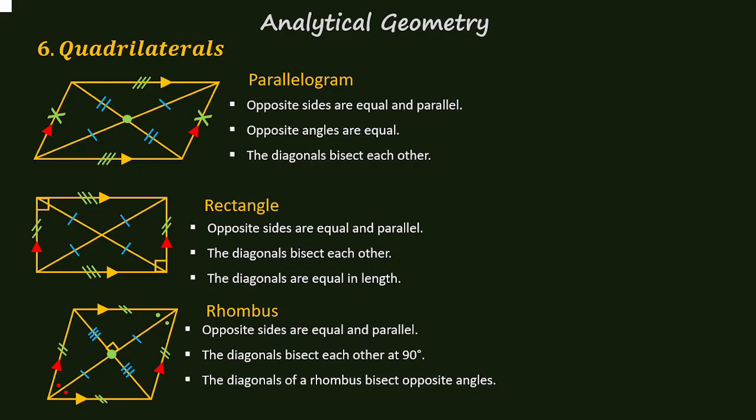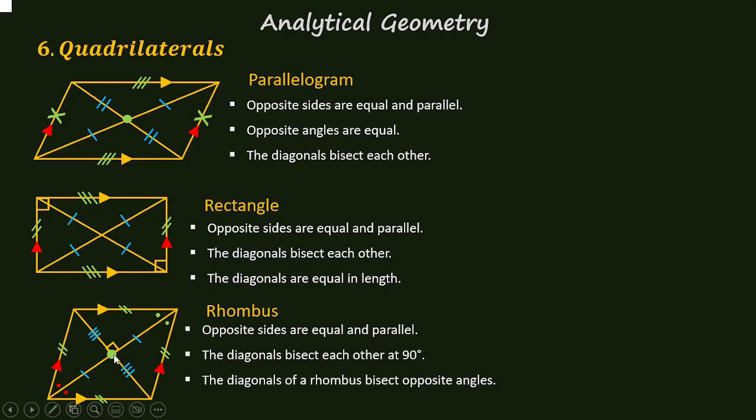Now, the second property is that the diagonals bisect each other. But at the point where they bisect, they make an angle of 90 degrees. So that means the diagonals do bisect each other, just like with the parallelogram and the rectangle. But there is something special. At the point where they bisect each other, they make an angle of 90 degrees. So they bisect at an angle of 90 degrees. So it is also shown at this point here. It's 90 degrees. And then finally, we know that the diagonals of the rhombus bisect the opposite angles.